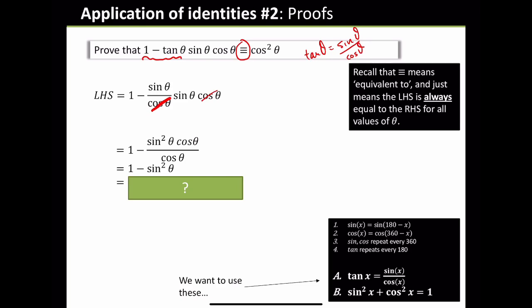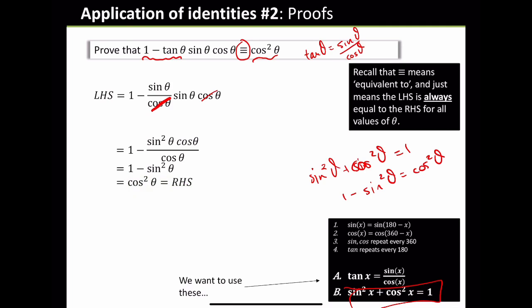Now, what else can we actually use here? Because I want to go from 1 take away sin squared theta into cos squared of theta. Well, we can use this one down here: sin squared of theta plus cos squared of theta is equal to 1. So therefore, 1 take away sin squared of theta must be equal to cos squared of theta. And hence, this is how you'd actually prove this.